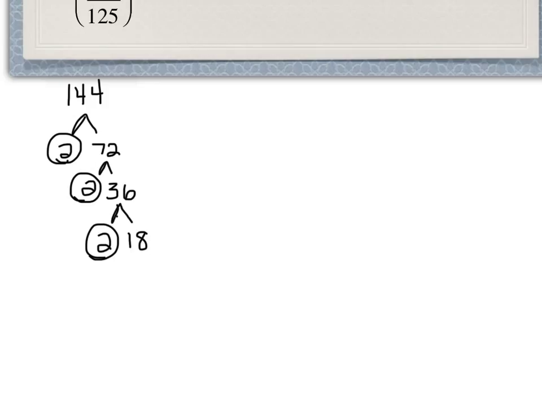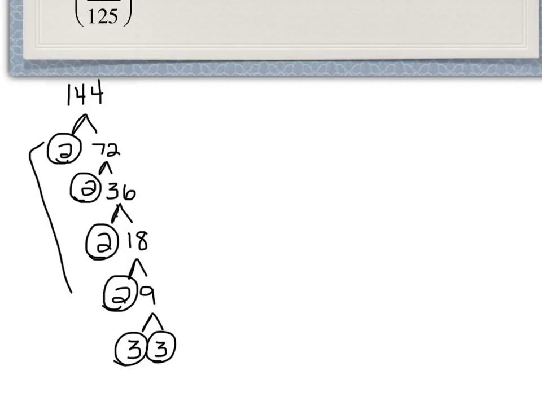Again, 2 is prime. 18 is not. Okay. So here I get 2 and 9. 2 is prime. 9 is not. Now 9, I can't go with my 2 anymore because 2 does not divide evenly into 9. But what times what does make 9? 3. So I ended up with 4 2s and 2 3s.